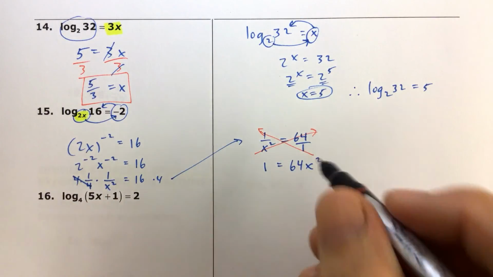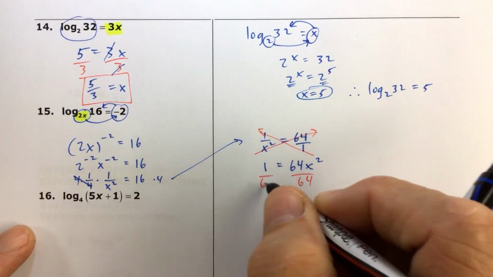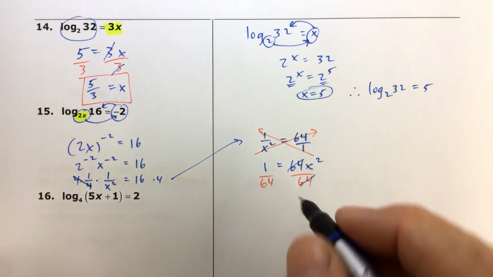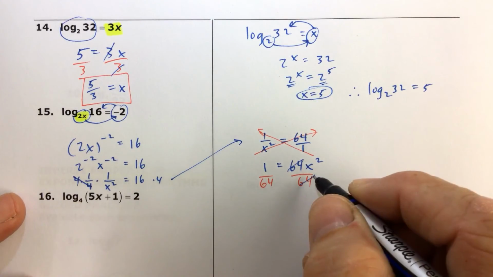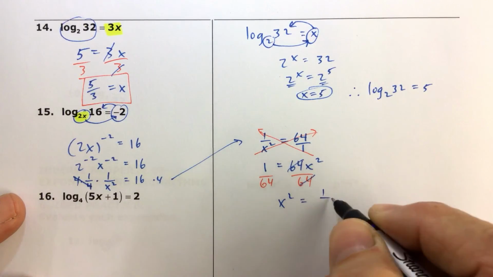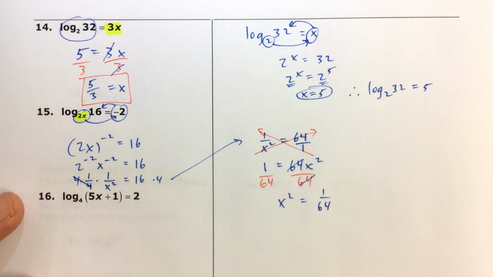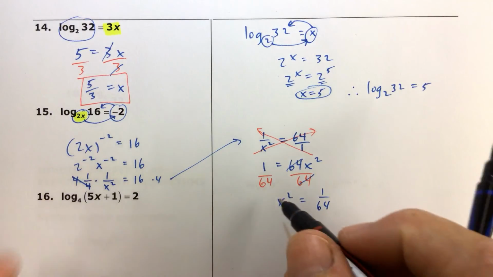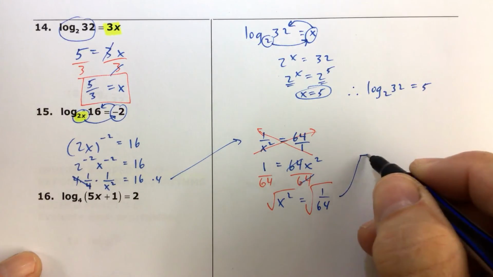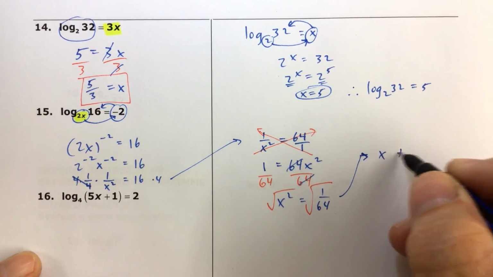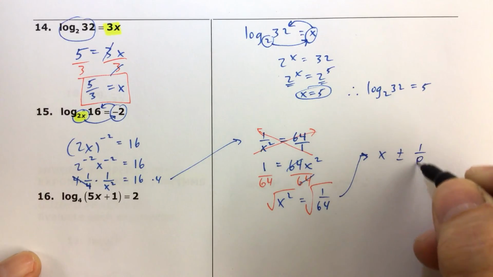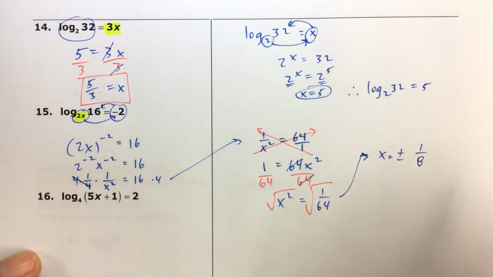And now I'm going to divide both sides by 64, because I still need to solve for x. I'm trying to get x by itself. So I have x squared equals 1 over 64. And if I take the square root of both sides, I'm going to get x equals plus or minus the square root of 1 over 64, which is 1 over 8.